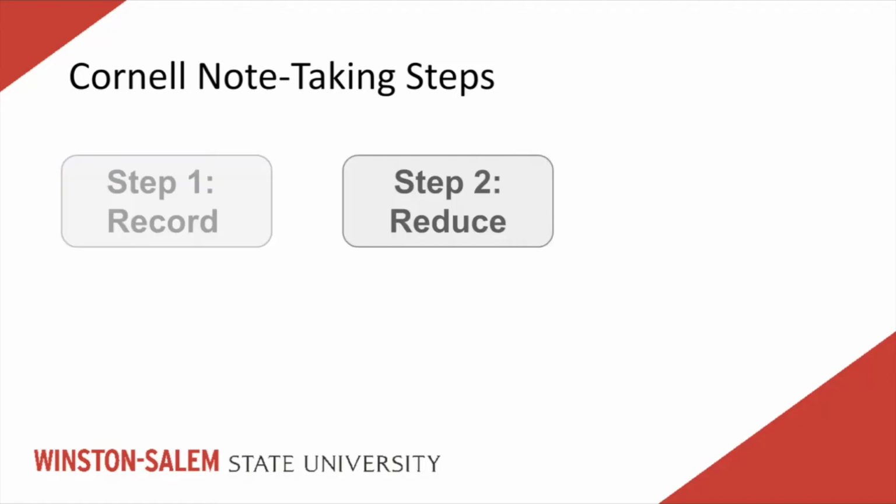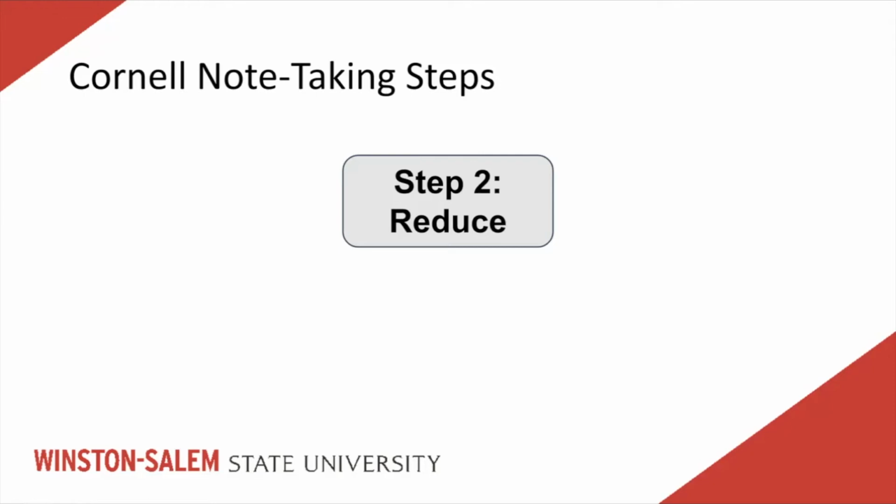Step 2 is to reduce. As soon after the lecture as possible, review the notes looking for keywords or phrases that might summarize them. In the cue column, attempt to categorize the ideas in the notes by theme or concept. Summarizing requires you to organize ideas into meaningful units and creates links between individual ideas. This process facilitates active learning because students must interact with the information in a meaningful way, and it increases the number of retrieval cues, which increases the number of ways in which information can be retrieved from memory.